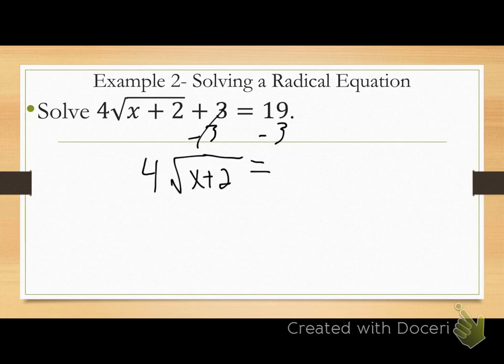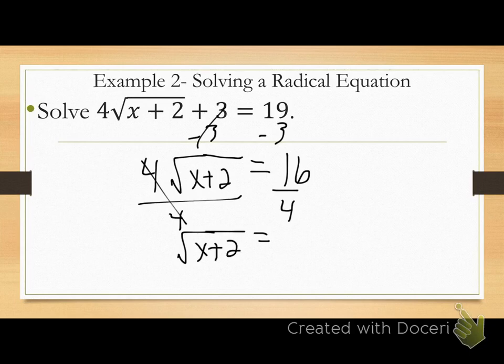What's 19 minus 3? 16. What did we say our second step was? Divide by 4 on both sides. 16 divided by 4 is 4. The radical is now by itself. Yes, indeed. Since the radical is by itself, what am I able to do to both sides now? Square both sides. So that gives me x plus 2 equals what? What's 4 squared? 16.